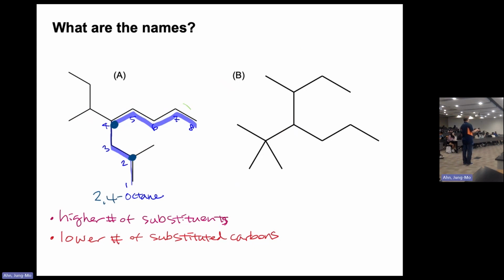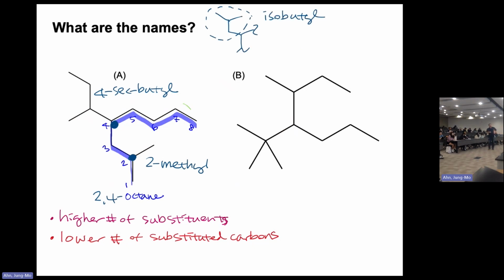What is the name of that substituent? Butyl, right? Isobutyl. So this is where many people get it wrong. So that's a 2-methyl, and 1 carbon is a simple methyl. When there's a 4 carbon chain here, that is a sec-butyl. Why? Because the branching carbon has 2 carbon substituents. That one's called the secondary. I just want to point out that that's an isobutyl.